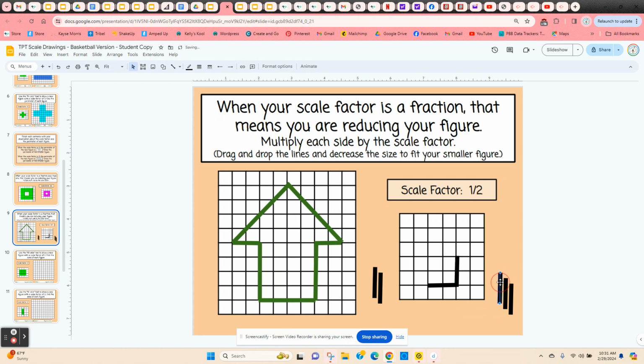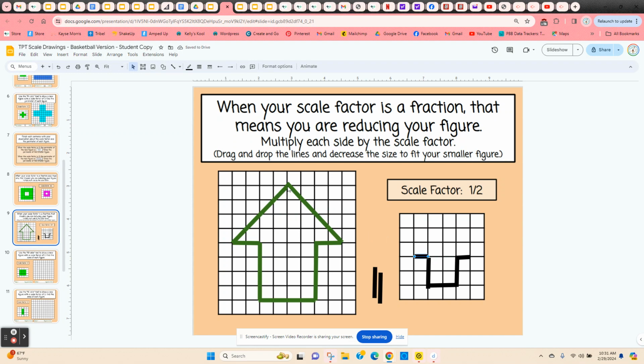These sides are also 4, so we're going to divide by 2. This little section here is 2 units. So if we divide by 2, it's now going to be 1 unit. Students may need a little bit of practice moving these. And then once they've got this done, sometimes you've got to play around a little bit to get it just right.